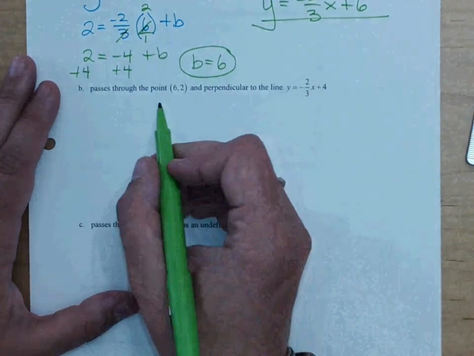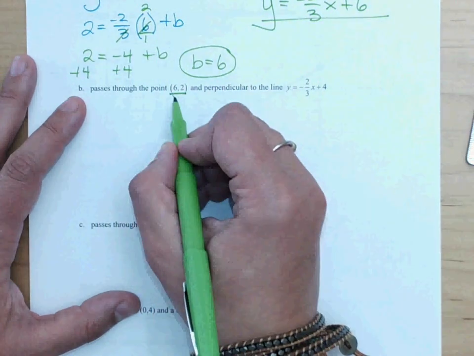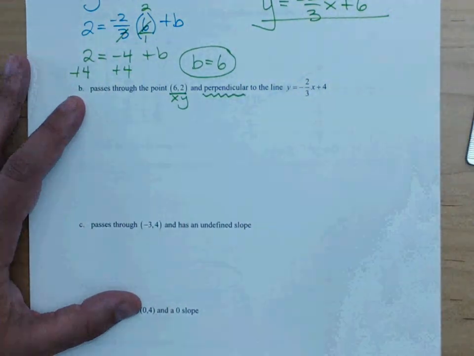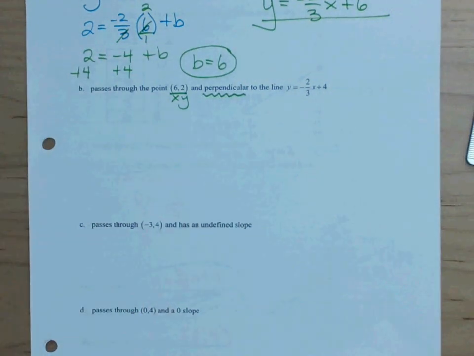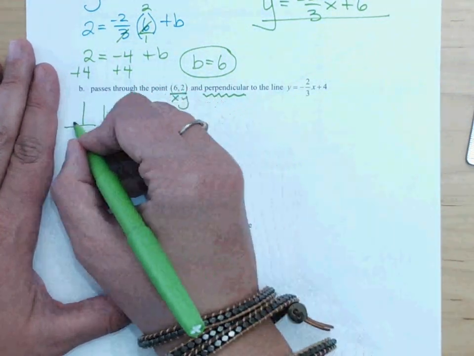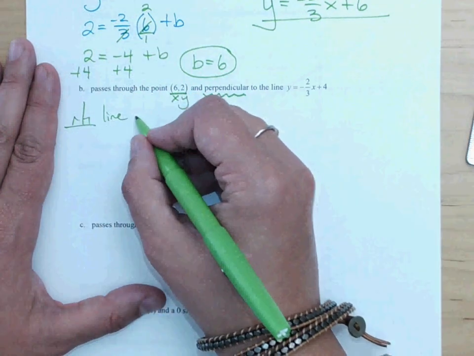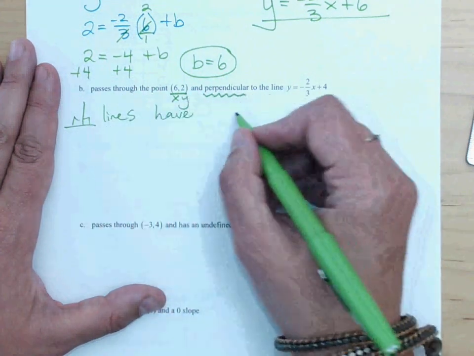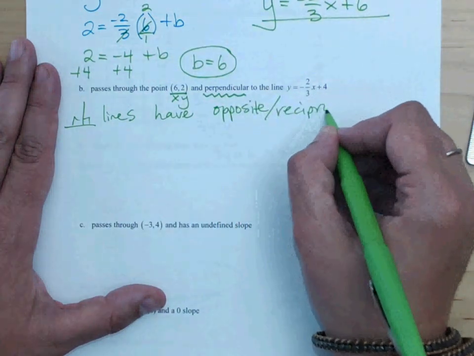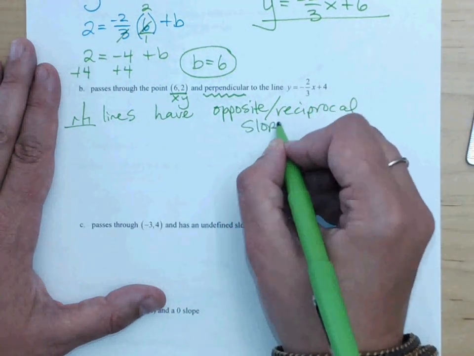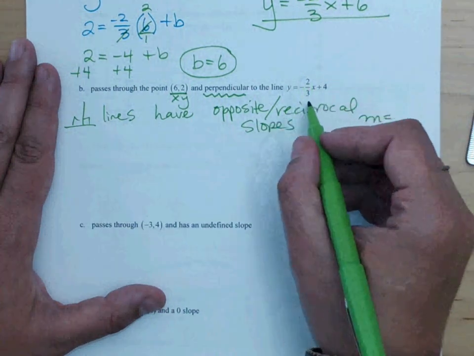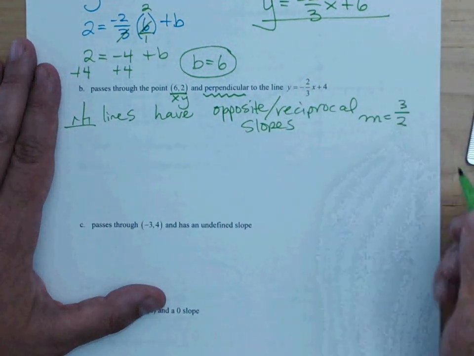Now we want a line that passes through this point, so this is x and y, same point, but it's perpendicular. So what do we know about perpendicular lines? This is a symbol for perpendicular, there's the right angles. Perpendicular lines have opposite reciprocal slopes. So the opposite of a negative is a positive. The reciprocal of 2/3 is 3 halves.